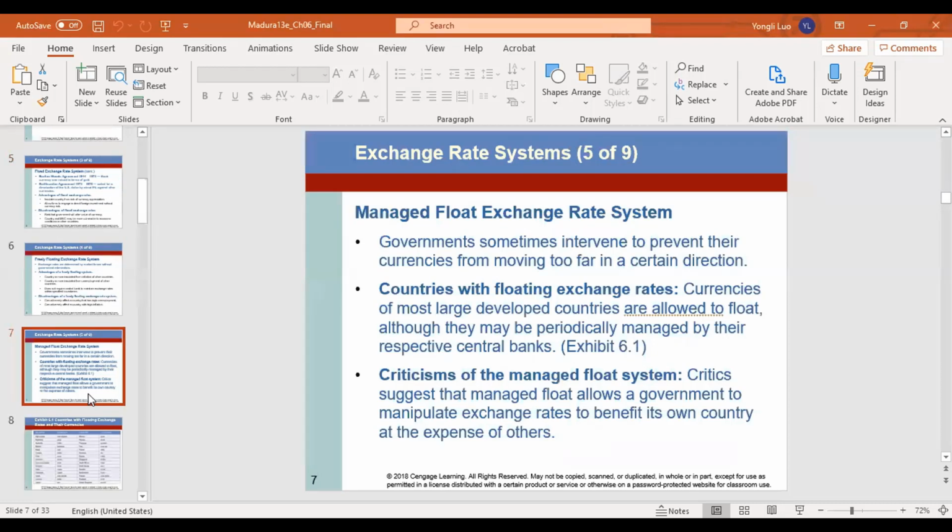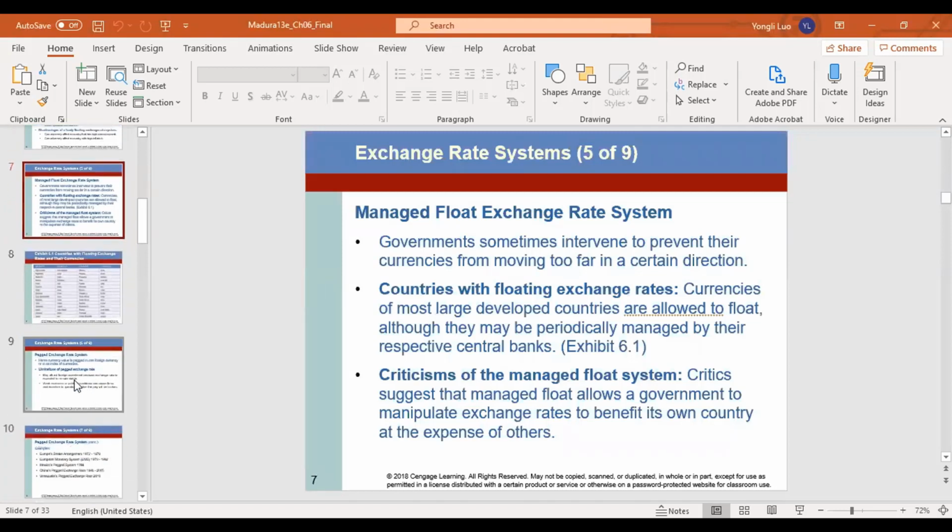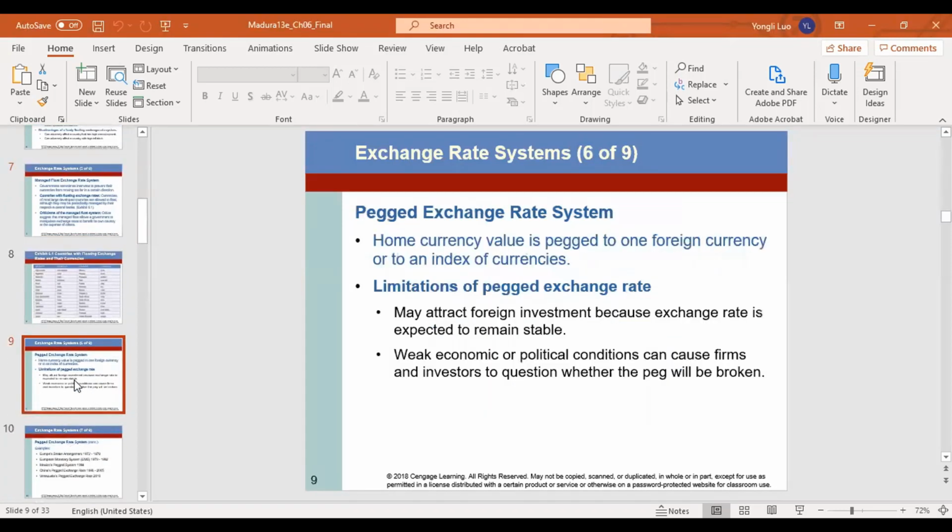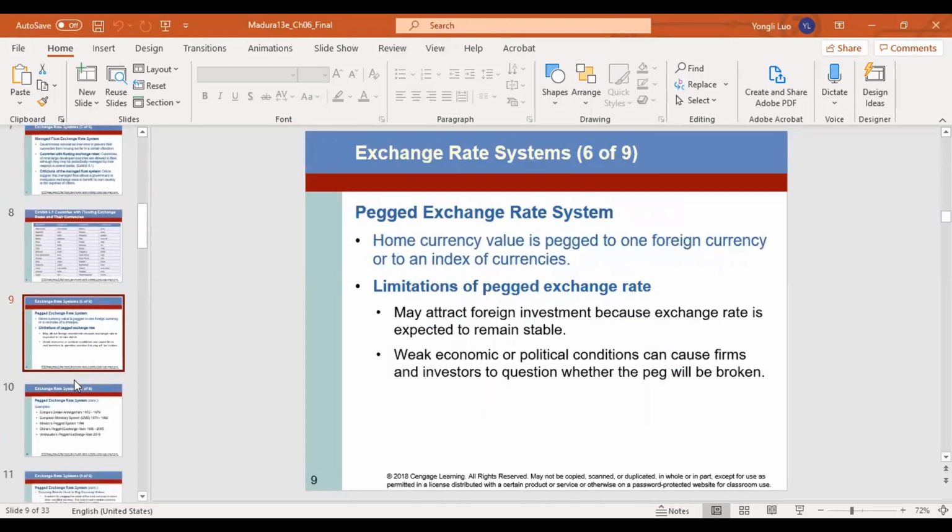Now, governments sometimes intervene to prevent their currencies from moving too far in a certain direction. We call this system the managed float exchange rate system. In the pegged exchange rate system, the home currency value is pegged to one foreign currency or to an index of currencies.